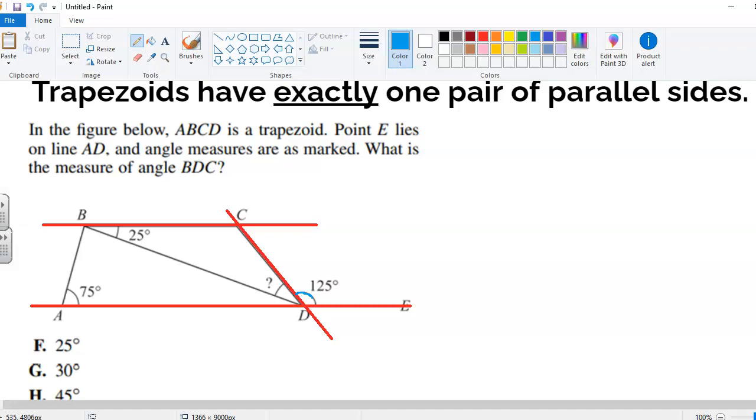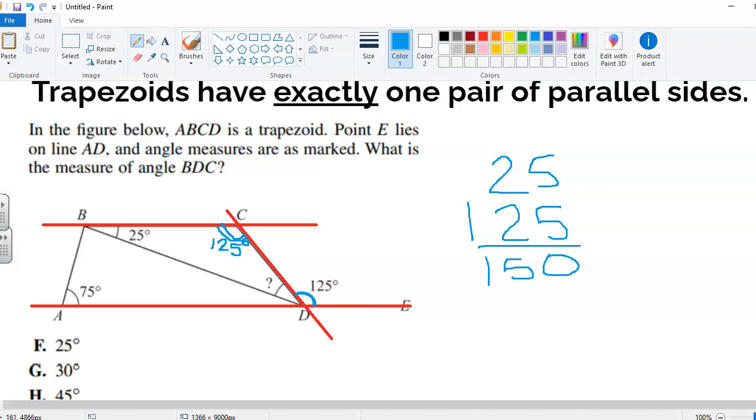So if you have a 125 degree angle right here, and you went up to the alternate interior angle here, that would also be 125. Now, that wasn't what they asked for, but it is going to be helpful to us because now we have a triangle, and we know that all triangles have to add up to 180. So if we have 25 and 125, now we are at 150, which means we only have 30 more degrees to spend on that missing angle right there. So the answer is 30 degrees. Okay?